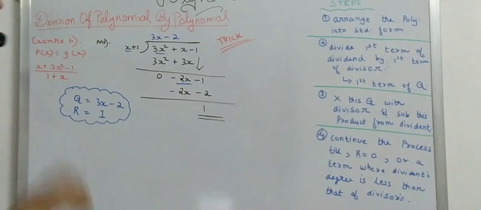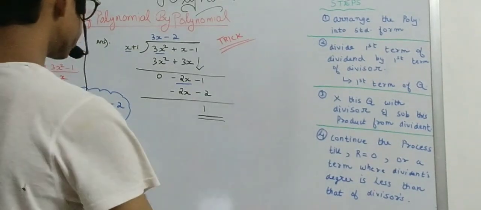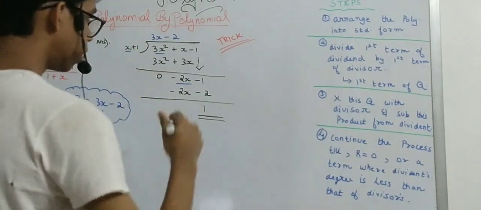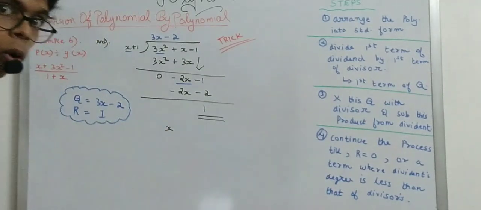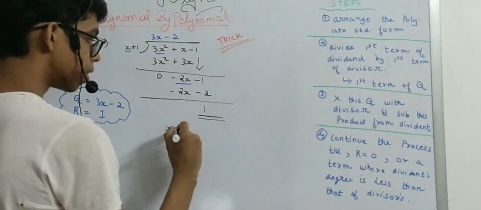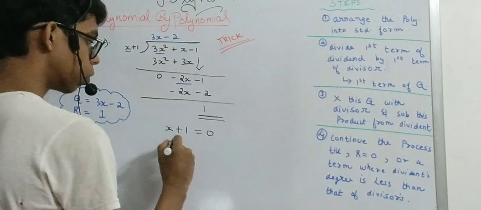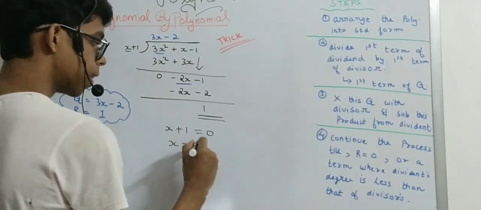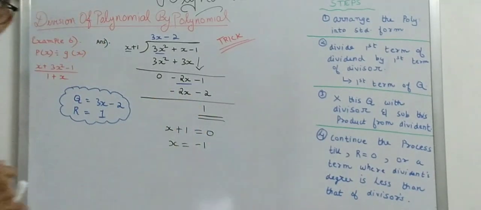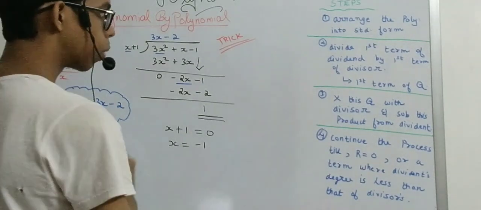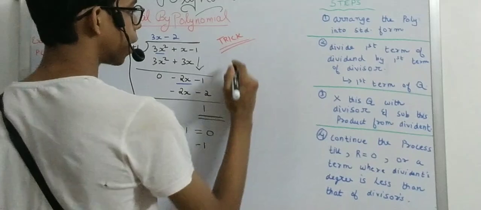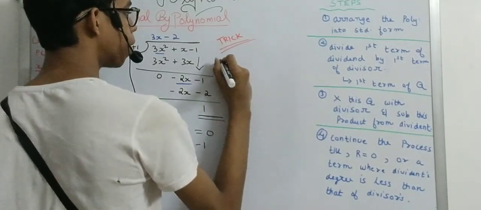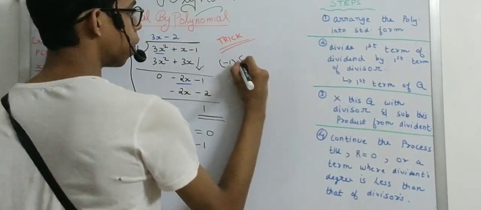Now here the first method is, just look at your divisor. The divisor is x plus 1. Now like we find the zero of the polynomial, just write this x plus 1 equal to 0 and find the value of x. So we will get x is equal to minus 1. Now just write that minus 1 over here.